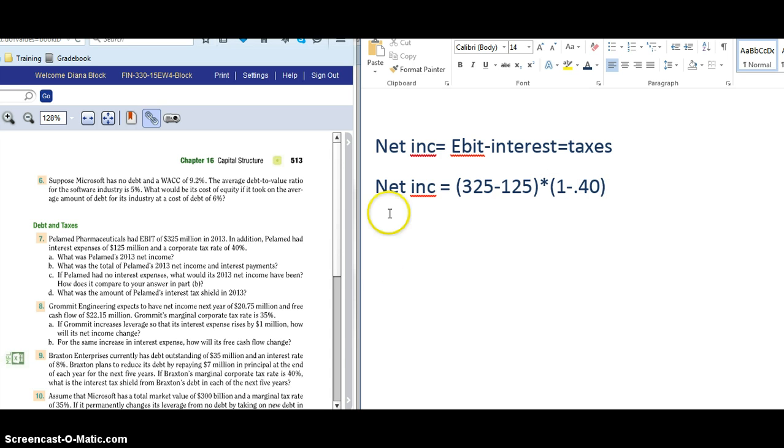So what this is saying is 325 million minus 125 million. So the remaining amount, multiply that times 1 minus the tax rate. So that's going to give us net income. So in this case, that would end up being 120 million. So we just calculated net income, which is the EBIT minus the interest minus the taxes.